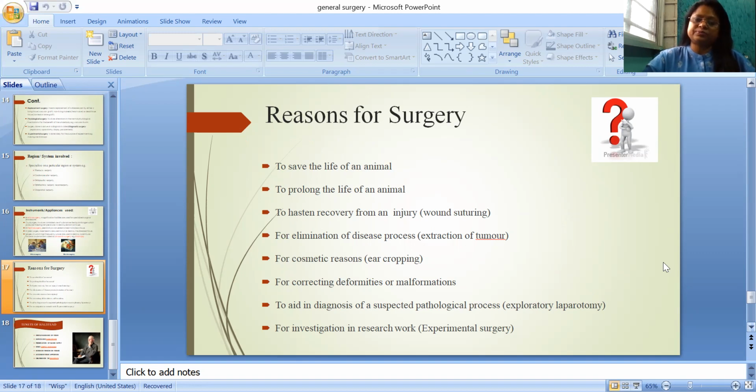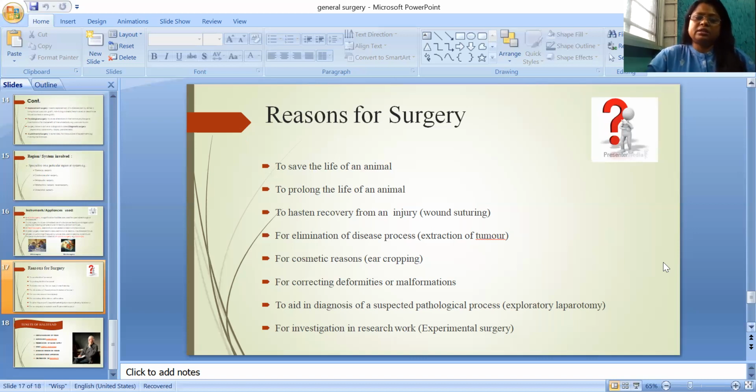Because if it is at an earlier stage, if there is a benign stage, then you can remove it. If it is a chronic case, in chronic case, you can't save the life of the animal.